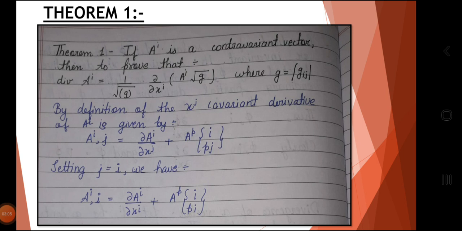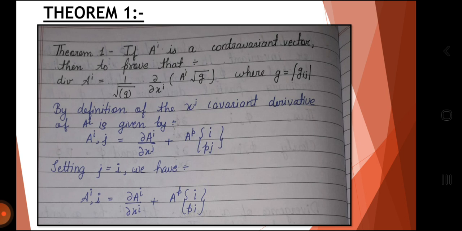Now understanding the theorem of divergence. If A^i is a contravariant vector, then we have to prove that divergence of A^i equals 1 upon under root g del upon del xi in the bracket A^i under root g, where g equals mod of gij. So starting the proof.